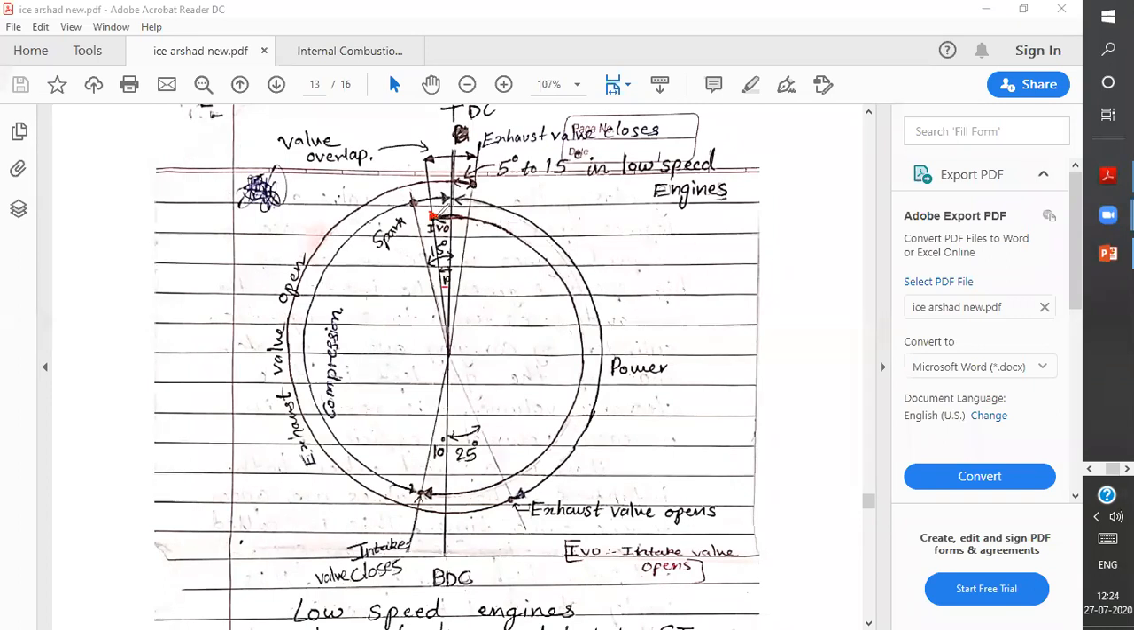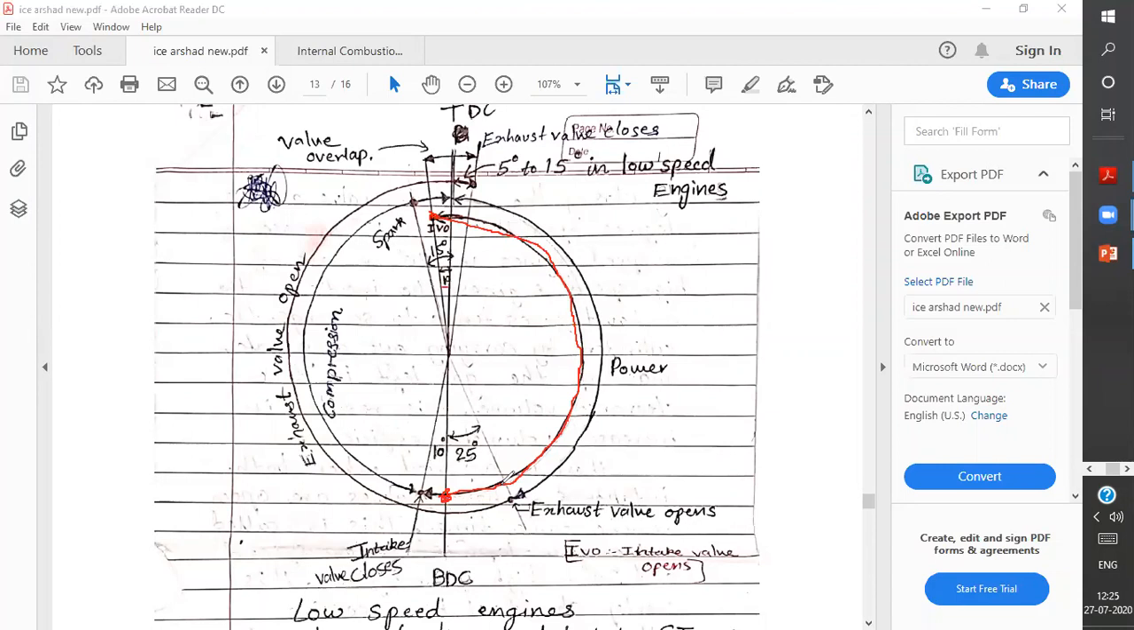See, this is our intake stroke. The piston is moving now from top dead center to bottom dead center, that is, it is moving down. Then what is happening? As soon as the piston reached here, bottom dead center, what is happening? The piston has reached bottom dead center.